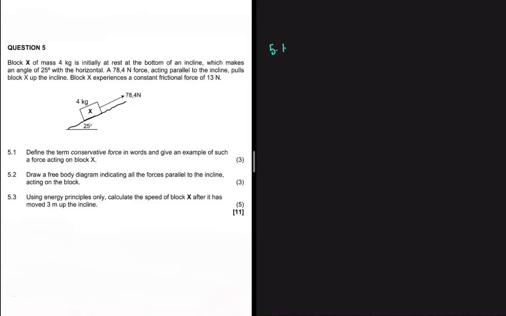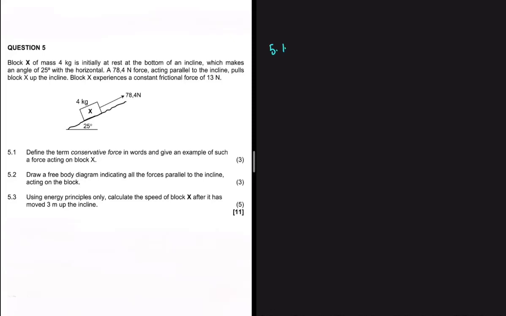5.1. Define the term conservative force in words and give an example of such a force acting on block X. A conservative force is a force in which the work done in moving an object between 2 points is independent of the path taken, right? So that's the definition of a conservative force. And now let's go to the example of such a force acting on block X.